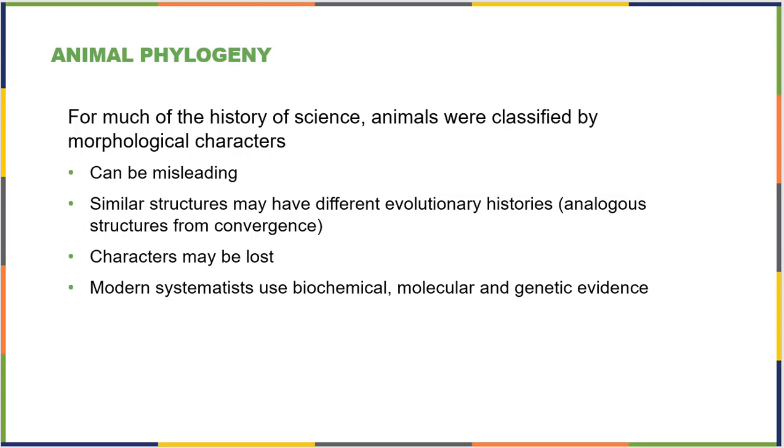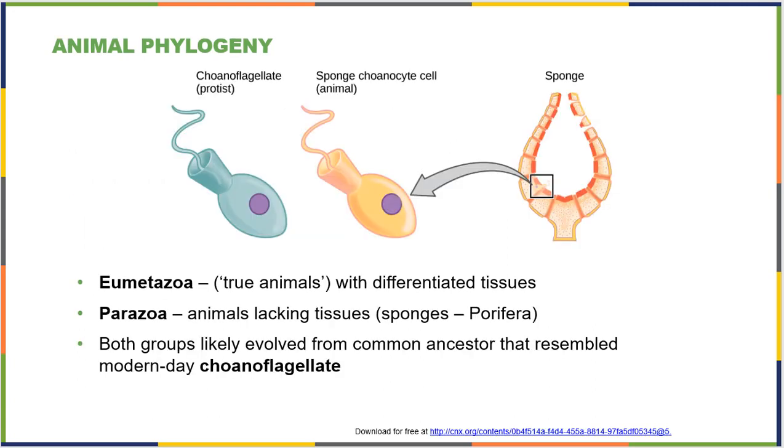Modern systematists, the scientists that are trying to create more accurate phylogenies, are using biochemical, molecular, and genetic evidence to build these phylogenies instead of just what you look like. That has made our phylogenetic trees a lot more reliable. Again, we still have some of those original definitions. We got it right the first time. We know that all eumetazoa with differentiated tissues are more closely related to each other than they are to the parazoa, the animals that lack tissues.